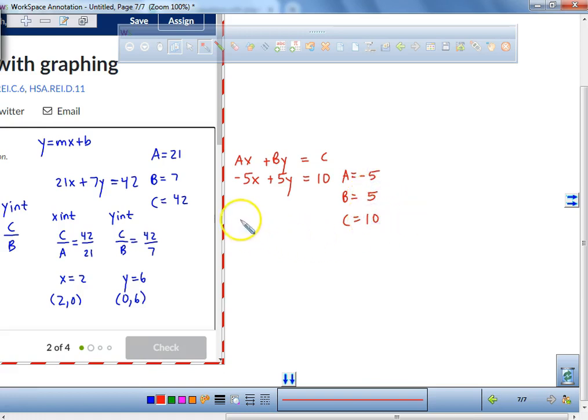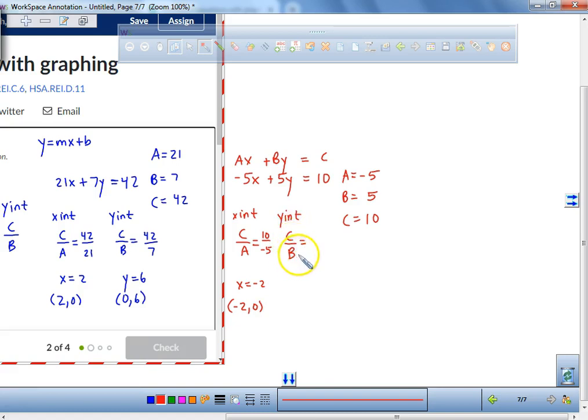Now I'm going to use our little formulas for the x-intercept and the y-intercept, and that's going to really help me out. Remember, the x-intercept is c over a, and the y-intercept is c over b. I'm just going to plug in my numbers. My c value is 10, my a value is negative 5. What is 10 divided by negative 5? Yeah, negative 2. So what's my x-intercept for the red graph? Negative 2 and a 0.